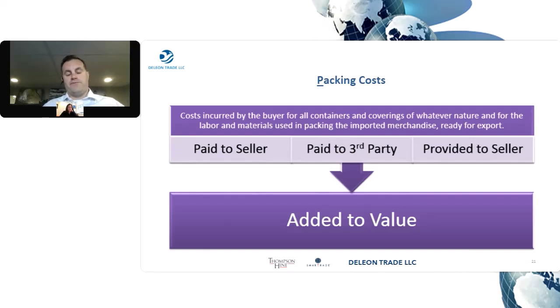Packing costs, pretty straightforward. I'm kind of going to skip over this one. I've had it added to this slide so you have it for reference. But any packing costs that you're incurring to get the goods ready for importation into the United States, if you're paying the seller or a third party, that packing cost has to be declared as well.